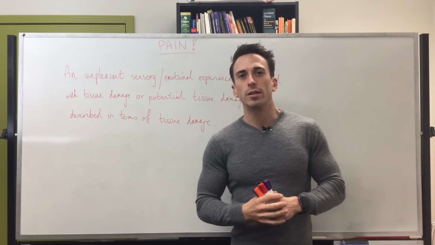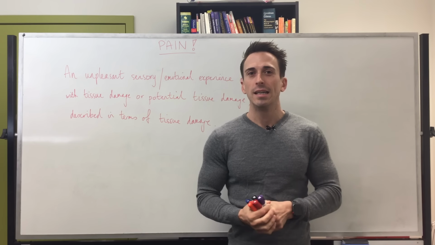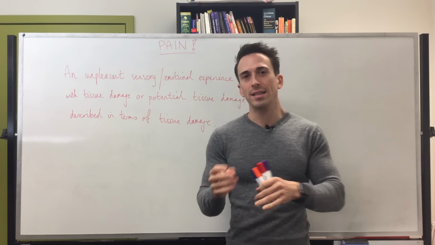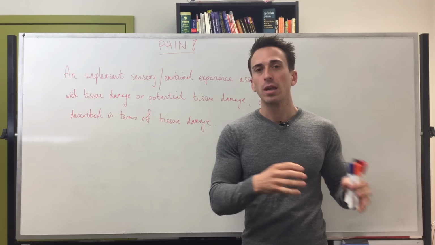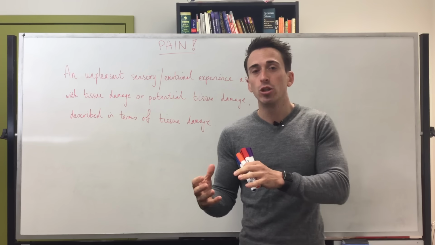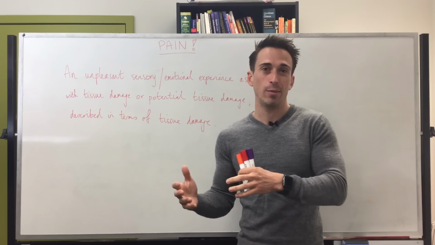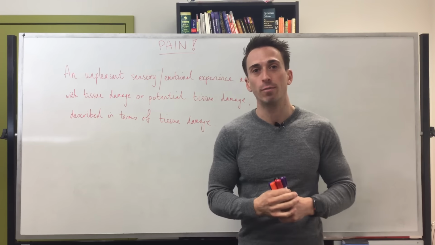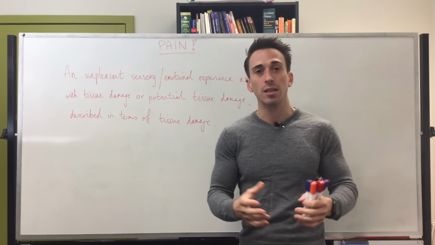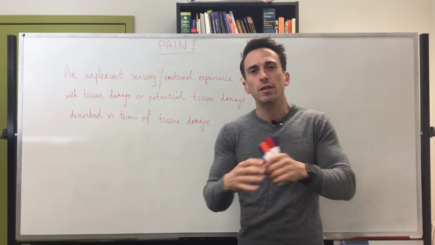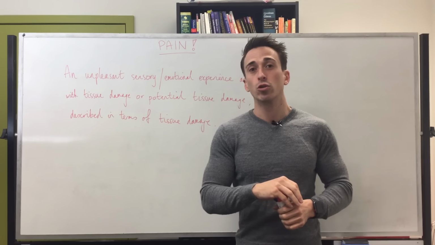So in this video, we're going to take a quick look, well, maybe not a quick look, but a look at pain. So pain can be described as an unpleasant sensory and emotional experience associated with tissue damage or potential tissue damage, or described in terms of tissue damage. Now that's quite a big definition of pain, and this is the definition that's used by the International Association for the Study of Pain. There are some other definitions out there, but I think this definition nicely encompasses everything that has to do truly with pain.